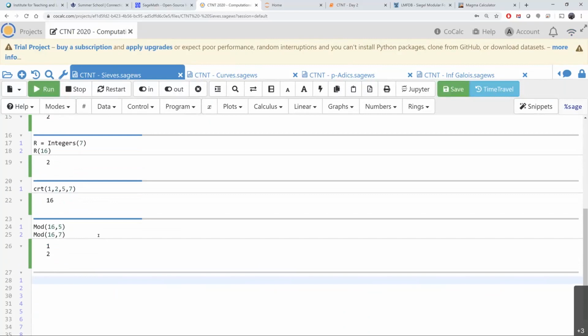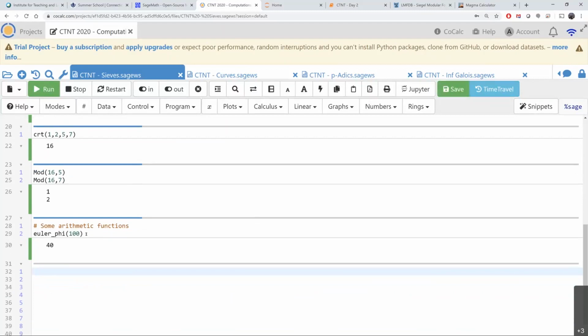What else can we do? We can do some arithmetic functions. By the way, if you want to add comments in your worksheet, you can write "arithmetic functions" as a comment, and Sage will ignore it. So I can do, for example, the Euler phi function. The Euler phi function of 100 is 40. So if I try Euler's theorem, modulo 100, 3 to the 40 should be 1.